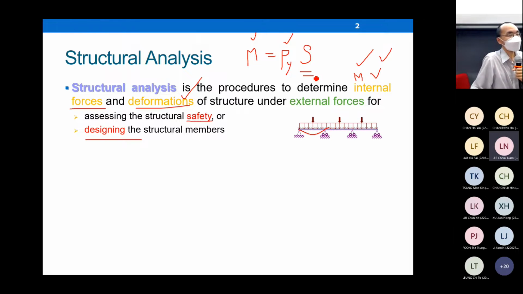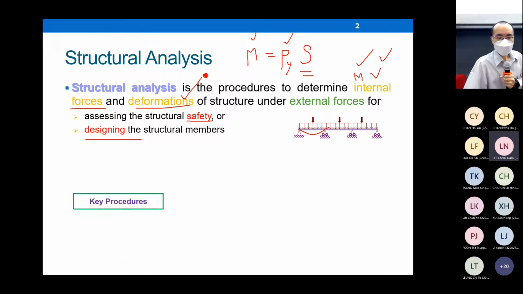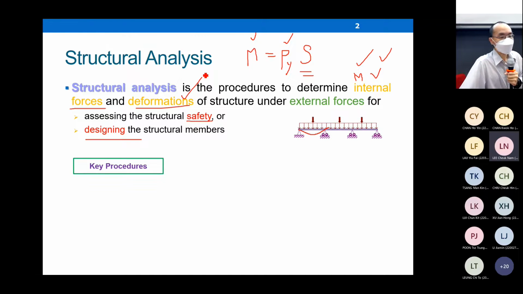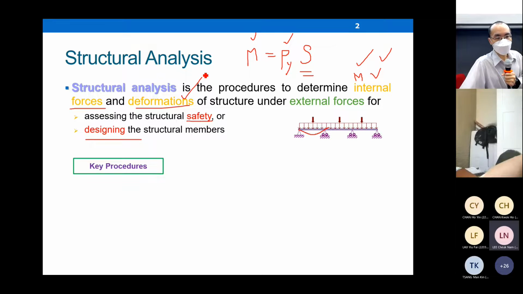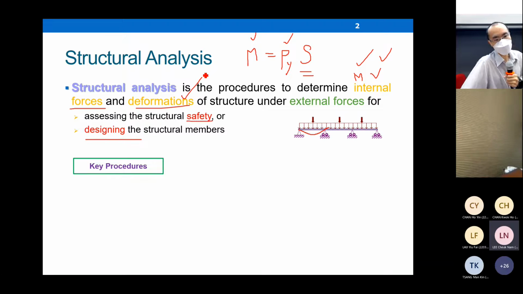Why do I ask you about steel? Because I taught students steel design in year 2. Anyway, it doesn't matter. This is an analysis module. I will not ask you too much about structural design. Don't worry. This is the reason why you need to know structural analysis. Without knowing these skills, you cannot assess safety. You cannot design members.